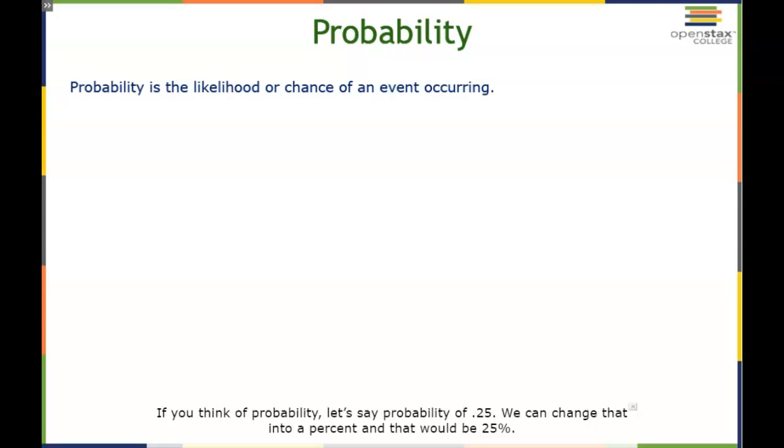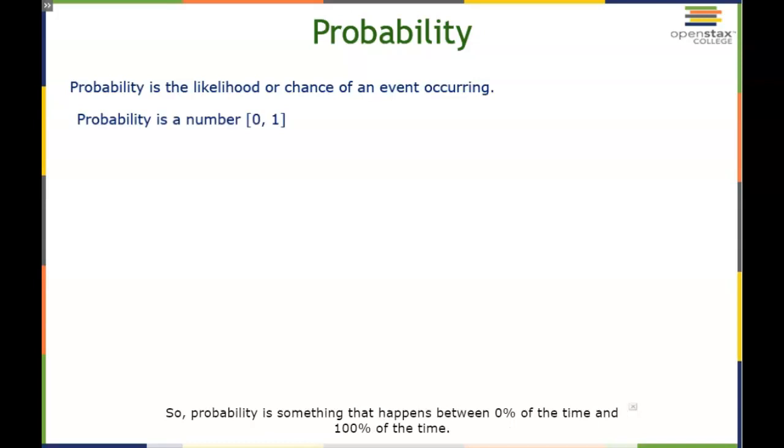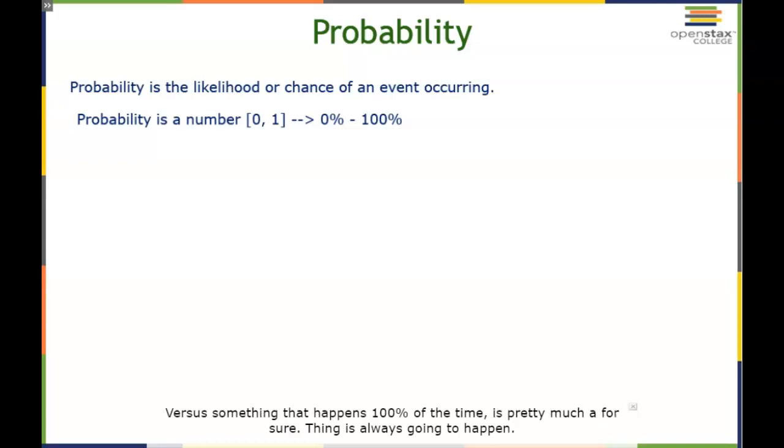If you think of a probability of 0.25, you can change that into a percent, and that would be 25%. So probability is something that happens between 0% of the time and 100% of the time. If an event happens 0% of the time, then it can't happen. Versus something that happens 100% of the time is pretty much a for sure thing. It's always going to happen.